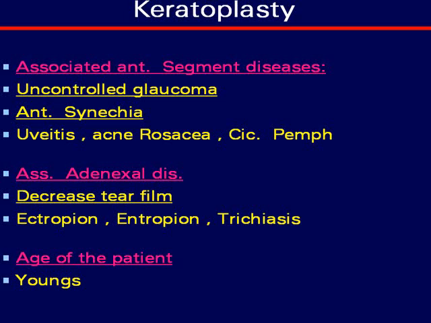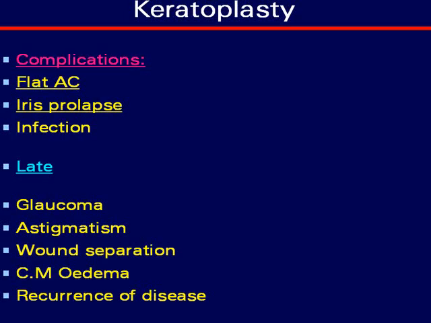Some other poor prognostic factors that we should avoid in a patient when we want to do keratoplasty are the presence of uncontrolled glaucoma, or anterior synechia, or uveitis, or any chronic adnexal disease affecting the tear film, or very young patients. Very young patients also carry a bad prognosis for keratoplasty.